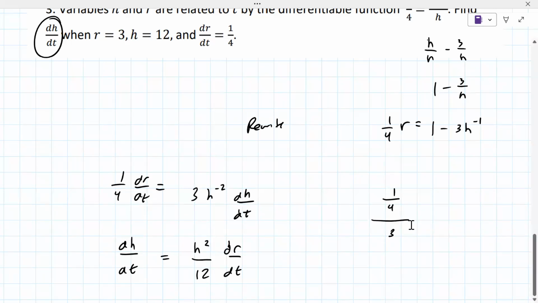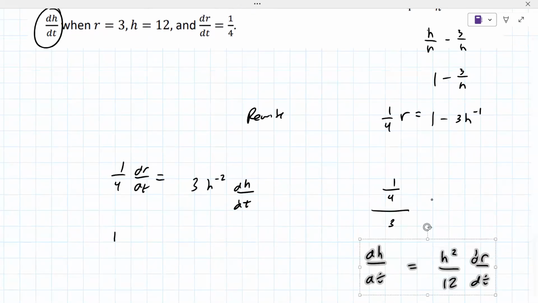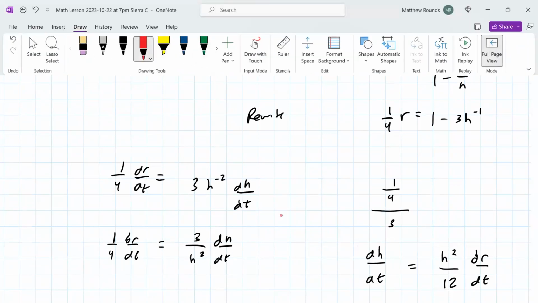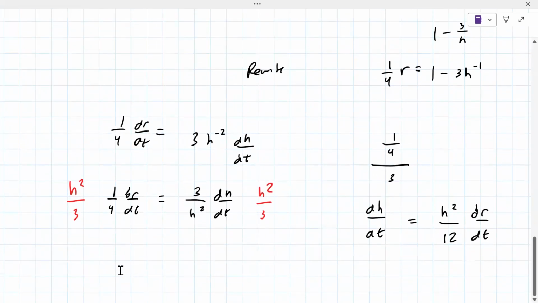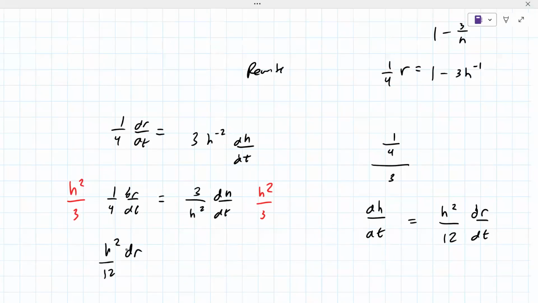Wait, actually, can you walk me through that? Sure. That's part of what I'm doing here. So I would rewrite it if you're not super comfortable with what I just did. So it's 3 over h squared times dh/dt. You just multiply by the reciprocal, which is h squared over 3. You never want to divide a fraction by a number. It's better to multiply by the reciprocal, 1/3. So that's why it becomes h squared over 12 on the left here. h squared over 12 dr/dt equals dh/dt.